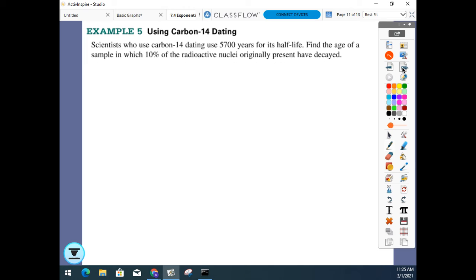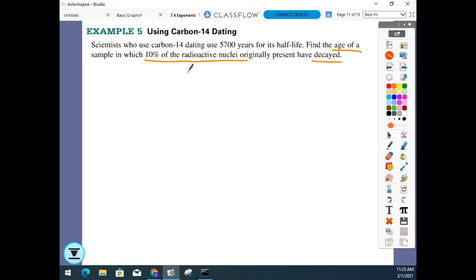Then we have, no, page 11, example 5. Okay. So it says scientists who use carbon-14 dating use 5,700 years for its half-life. Find the age of a sample in which 10% of the original has decayed. Okay, all of these values are going to be important, and the terminology is very important.